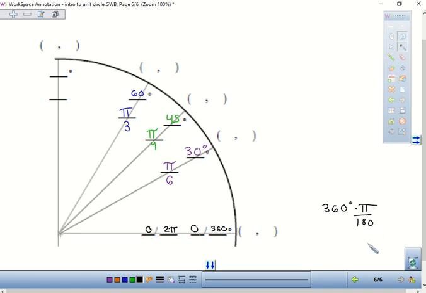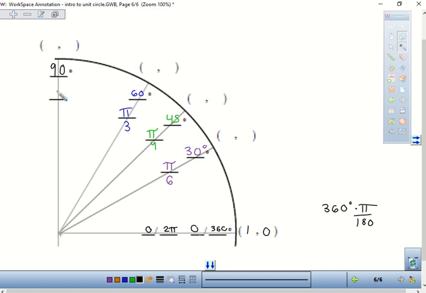All right, so now we're going to talk about coordinates. Remember, the unit circle always has a radius of what? 1, very good. So if this is a radius of the circle, which it is, what's going to be the coordinate here? 1, 0.